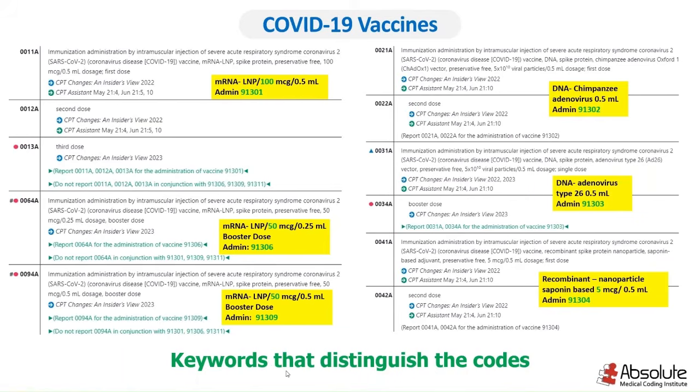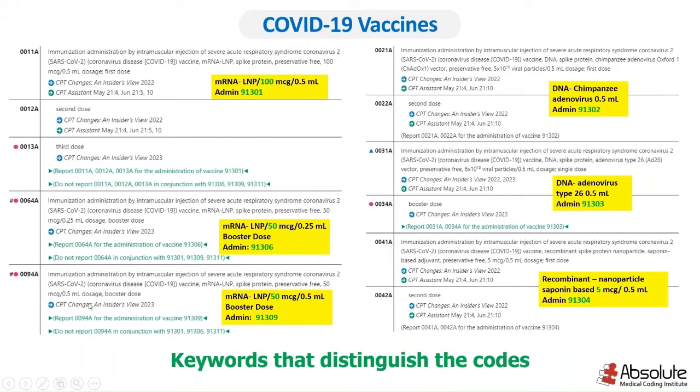91303. Finally, we have the CPT code family 0041A to 0042A, that is for a recombinant nanoparticle saponin-based 5 mcg per 0.5 ml. The admin code to be used is 91304. So this is a chunked version of the COVID vaccine codes. And the keyword here is the keyword that distinguishes the code. And with that said, let's move on.